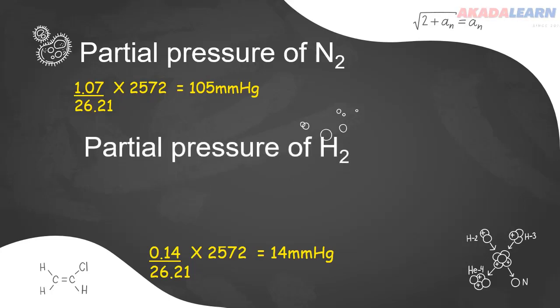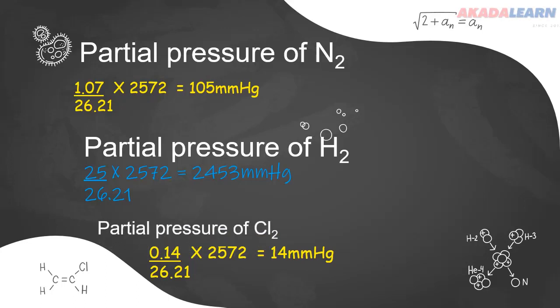For hydrogen, we will repeat the same thing. We'll take the number of moles for hydrogen divided by the total number of moles, which is 26.21, times the total pressure. The partial pressure for hydrogen will become 2453 millimeter mercury. And then we'll repeat the same for chlorine: 0.14 divided by 26.21 times the total pressure, which is 2572. That will give us 14 millimeter mercury as the partial pressure for chlorine.